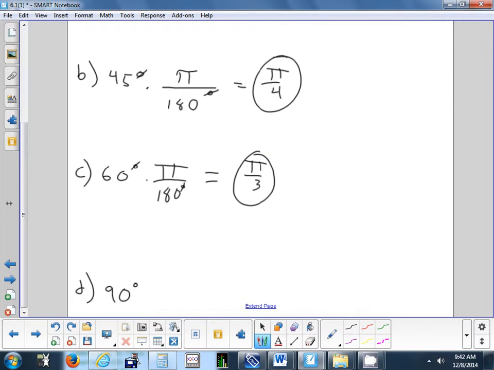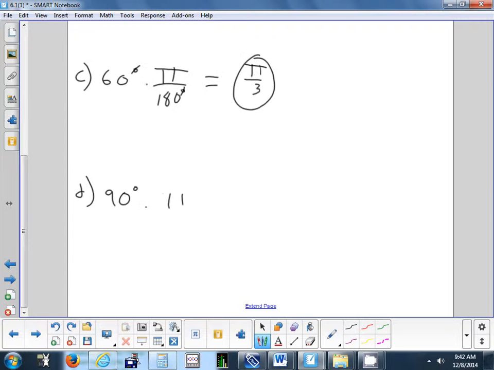Let's try 90. Multiply by pi over 180. Someone else, what's going to be my final answer there? Pi over 2. What's the unit? Well, it's not written, but it is understood to be radians. Any question on that? We'll try a couple with decimals in a second.